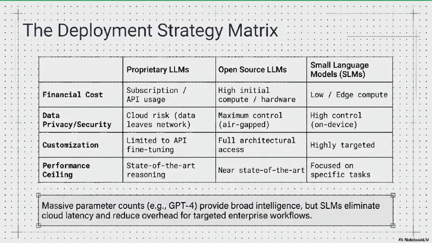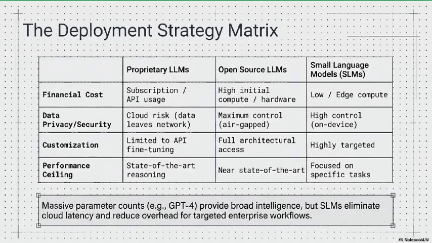Here, the financial model flips completely. It does. There's no ongoing API cost, but there is a massive initial compute and hardware cost. You have to buy the servers to host it yourself, which is incredibly expensive up front. Right. But the privacy is absolute. You can literally air-gap the system. Yes. Air gapping meaning you can physically disconnect the server from the internet. The data never leaves the room. That's ultimate security. And because the architecture is open source, you have full access to customize the internal plumbing of the model itself. The performance is near state-of-the-art, provided you have the world-class engineering talent on payroll to actually run it and maintain it. Which is a big if.